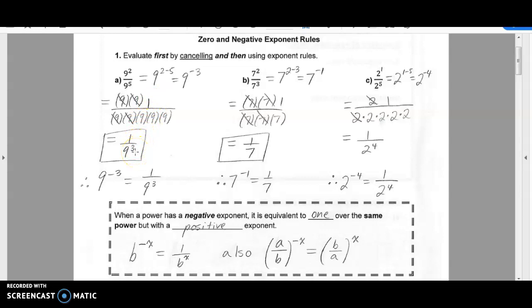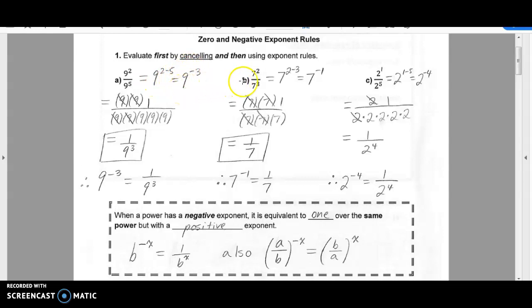Okay. The other way to do this, the quicker way without canceling, would be to use our rules when we are dividing exponents with the same base, and that is to subtract the exponents. So 2 in the numerator, 2 minus 5, which is in the denominator. So you subtract the two exponents, 2 minus 5 gives us negative 3. So 9 squared over 9 to the 5 is equal to 9 to the negative 3.